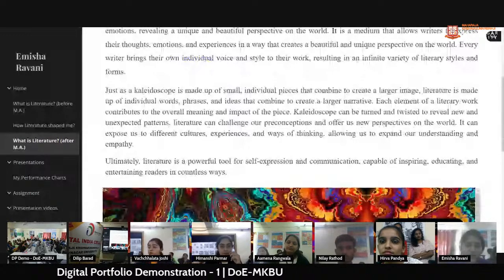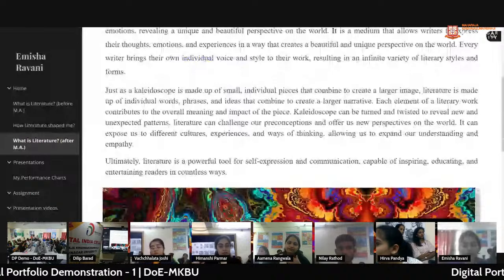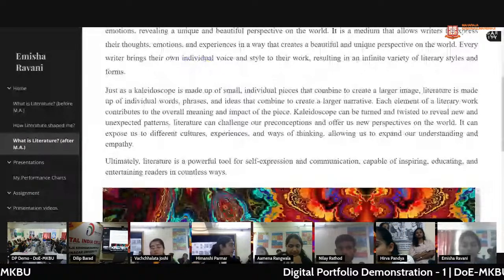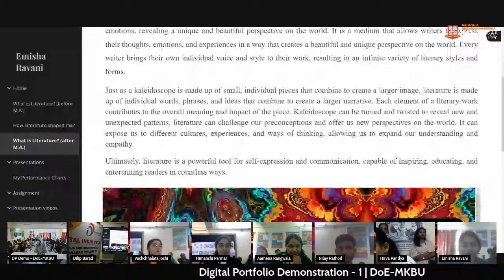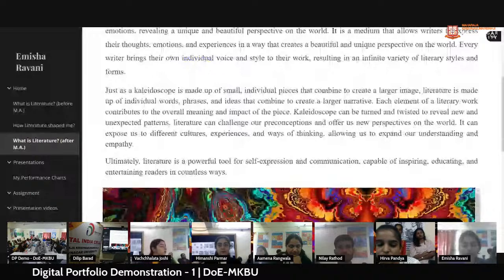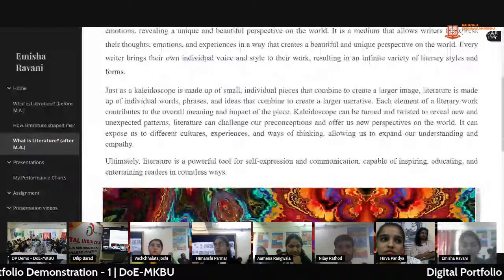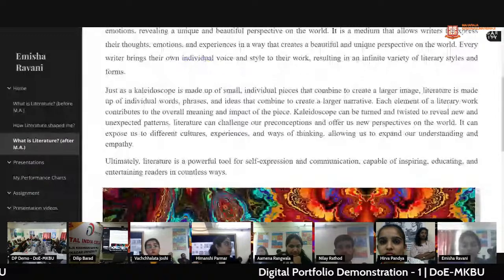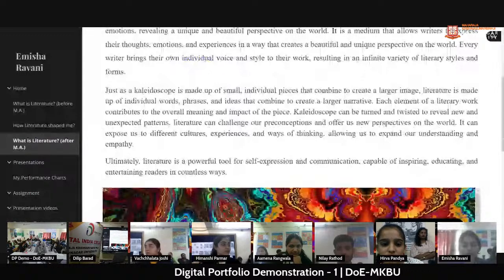So when a kaleidoscope is a motion picture shows, we now literature in many ways. Another point I want to go is that it's outside.